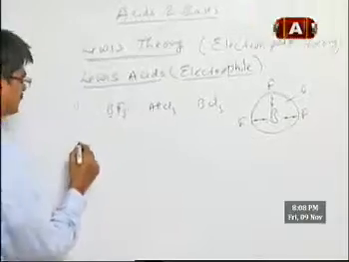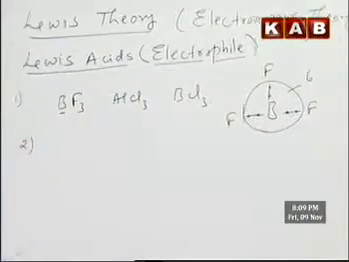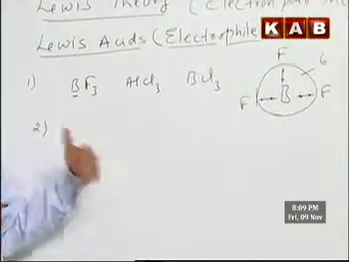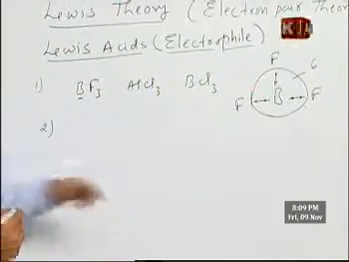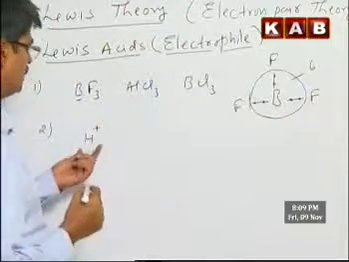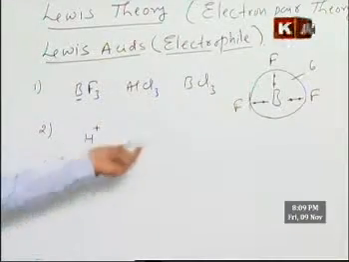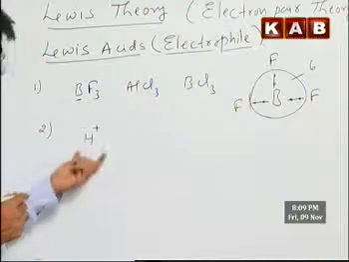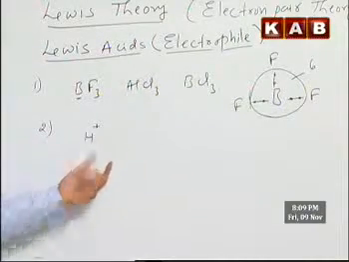Now the second set of acids: all cations which have vacant orbitals in the valence shell. For example, the H plus ion, a cation, doesn't have any electrons in it. It is ready to accept an electron pair. So a cation having a vacant orbital we can take.